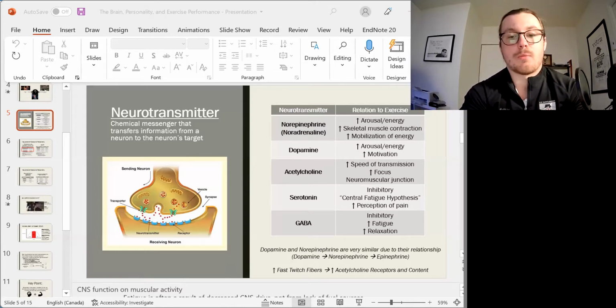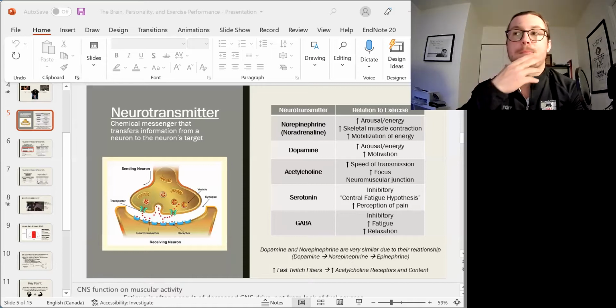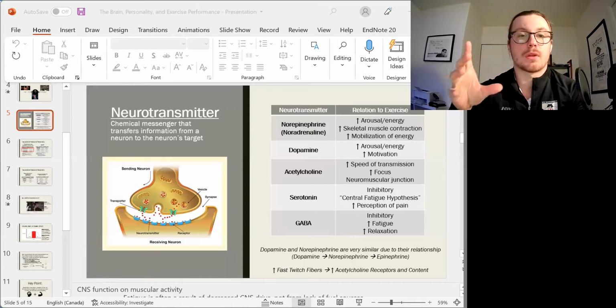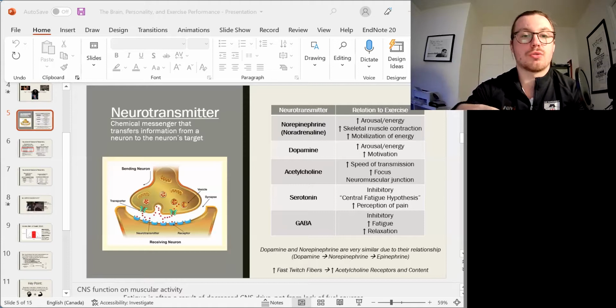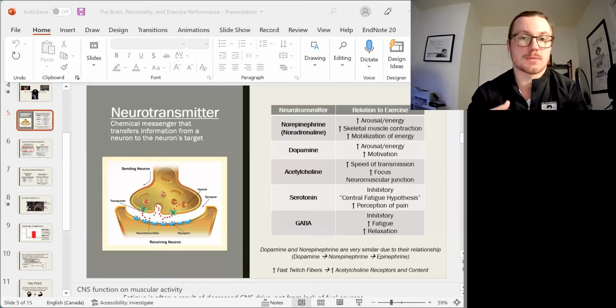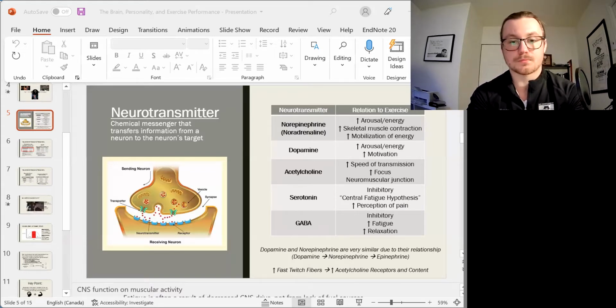The most popular example is the neuromuscular junction. It's essentially where the motor neuron connects to and signals the muscle to contract by releasing the neurotransmitter acetylcholine. Acetylcholine is released by the motor neuron and binds to its receptor on the postsynaptic membrane, and through a cascade of events, that initiates a muscle contraction.